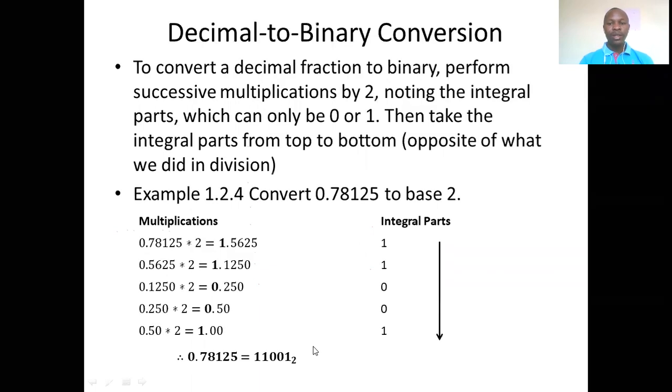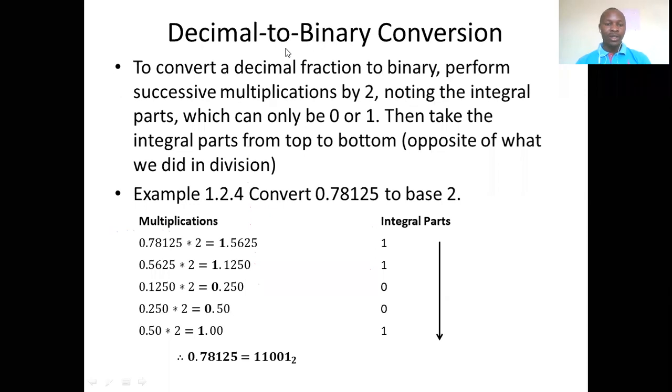Then moving on, let's now look at how we convert a decimal fraction to a binary number. With the integer decimals, we were repeatedly dividing. With the decimal fractions, we will repeatedly multiply. So we'll be repeatedly multiplying by 2, and then we'll be taking note of the integral part.